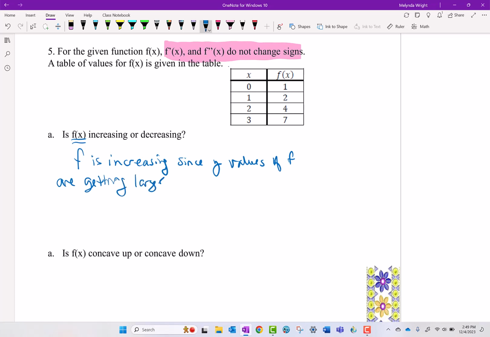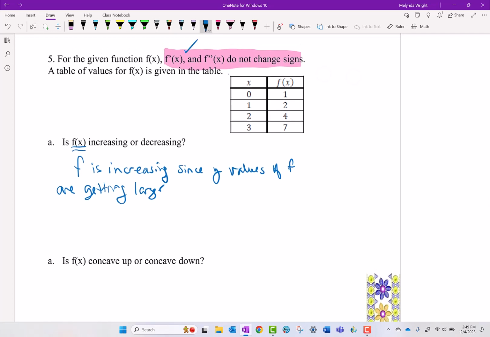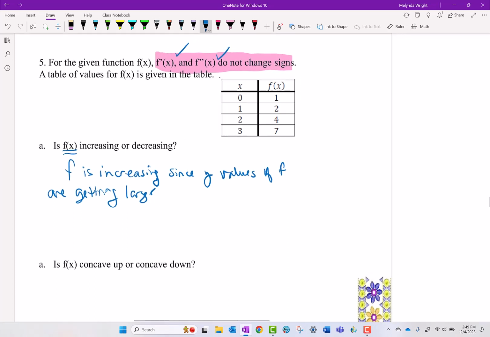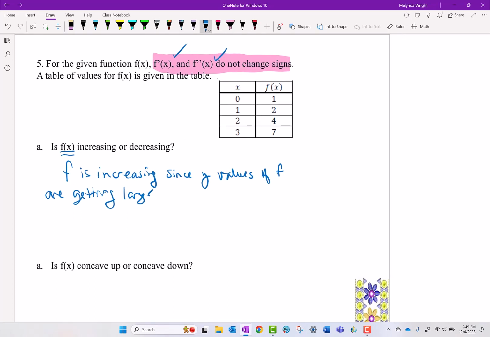Okay, great. All right, so concavity. How in the world are we going to be able to tell concavity from just random position numbers? Well, we're going to have to pay attention to these two. F prime and f double prime don't change signs, just so that we know there's no sign changing. So let's think about this. If you recall finding average, we're finding the average derivative, or average f prime.